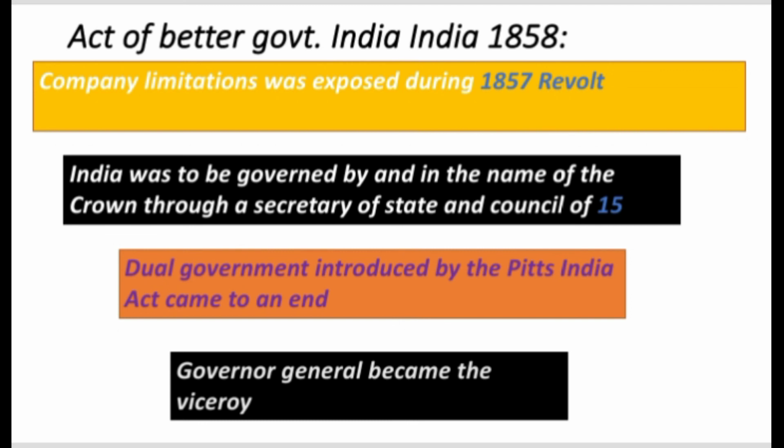India was to be governed in the name of the Crown through a Secretary of State, assisted by a council of 15. The final decision was to be with the Secretary of State, and the council was to be just advisory in nature. Thus the dual system introduced by Pitt's India Act came to an end. After that, the Governor General became the Viceroy. His prestige, if not authority, increased, and the assumption of power by the Crown was one of formality rather than substance. It gave a decent burial to an already dead horse, the company's administration.